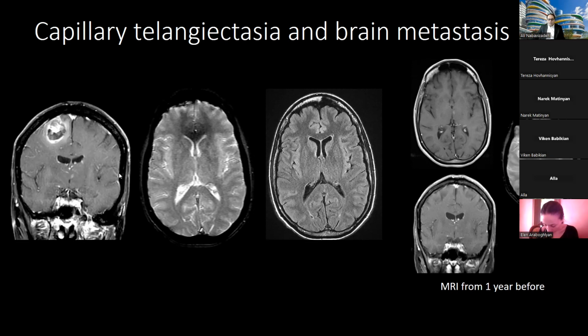So fortunately, we had a prior study from 1 year ago when the patient was just being imaged as a workup for brain metastasis. And at that time, the only lesion was this left medial thalamic lesion, which is not a metastasis. This is just a capillary telangiectasia in somewhat atypical location. So again, knowledge of this entity would help us not to treat this lesion as a brain metastasis, which is unnecessary treatment, unnecessary radiation for the patient.